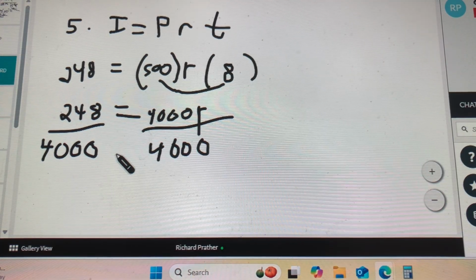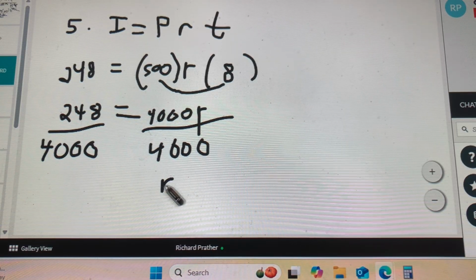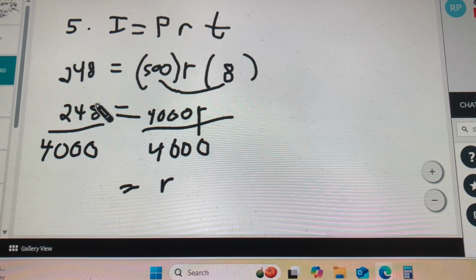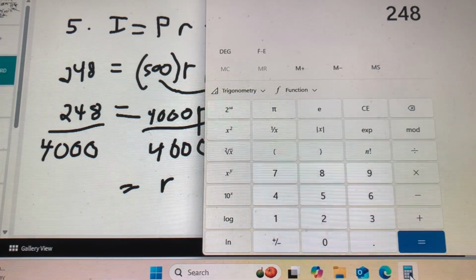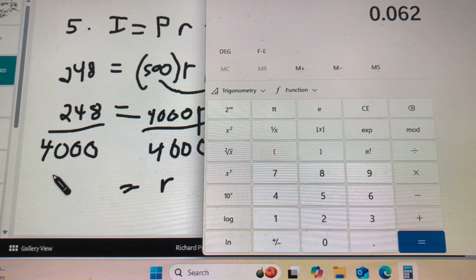Now remember how I said that they always quote R as a percent, but then you work in decimals in the calculations. So this will end up being a decimal because I'm doing a calculation right now. And also if you're doing a division problem in a fraction, if the top is smaller than the bottom, the answer is less than 1. It's a decimal. 248 divided by 4,000 is 0.062.